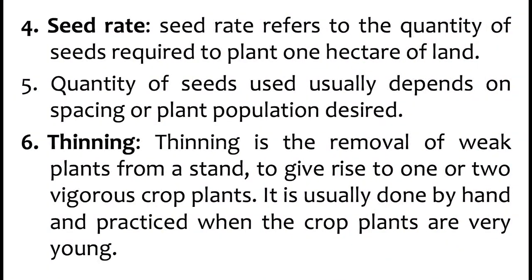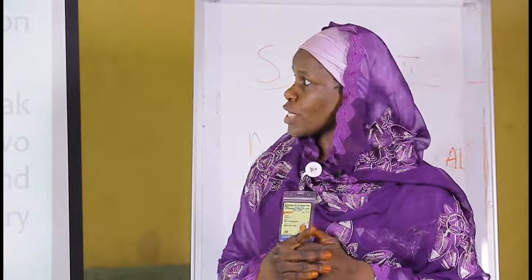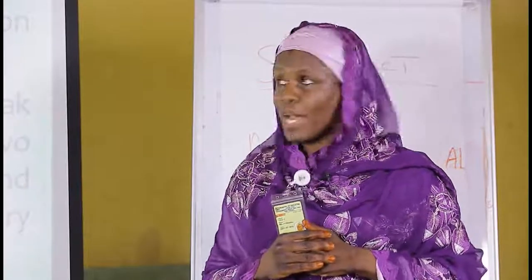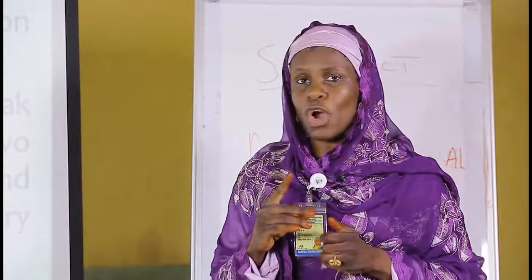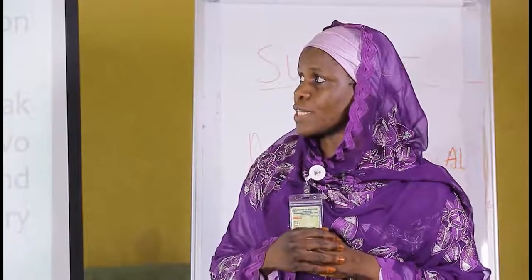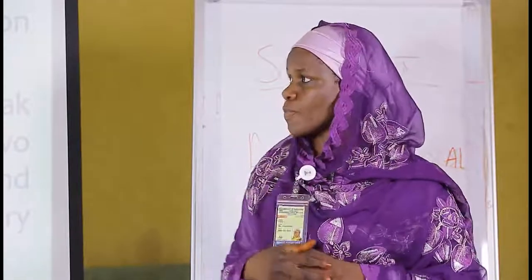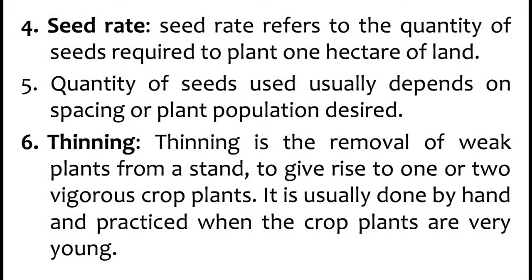The fourth one is the seed rate. Seed rate refers to the quantity of seed required to plant 1 hectare of land. Quantity of seed that is required to plant on 1 hectare of land. That is known as the seed rate. Number five, quantity of seed used usually depends on spacing or plant population desired. Six, we have the thinning.